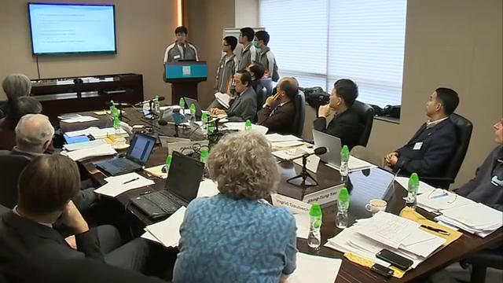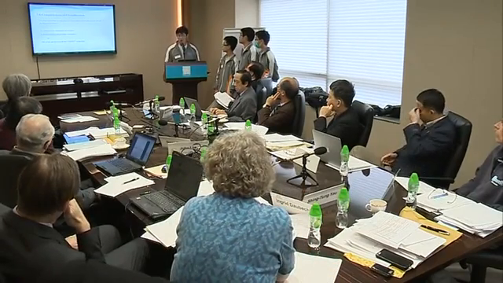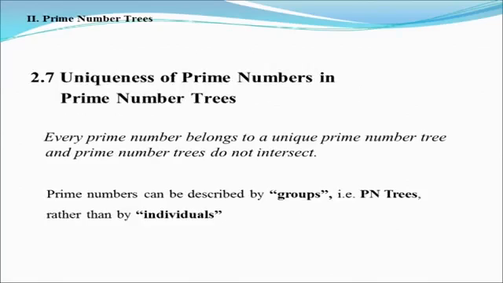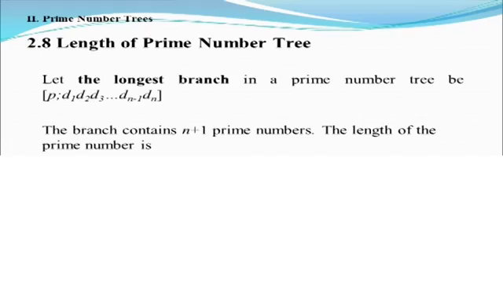Moreover, our PN trees give a complete classification of all prime numbers, because all the prime numbers are either a fundamental prime number or a number generated by the SO scheme. Besides, every single prime number is unique in our P entries. They belong to only one P entry, and the P entries don't intersect. They're similar to our concept of a family, because although we are alike in resemblance, we're still unique in one way or another.